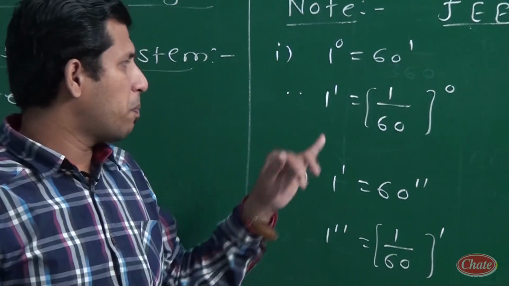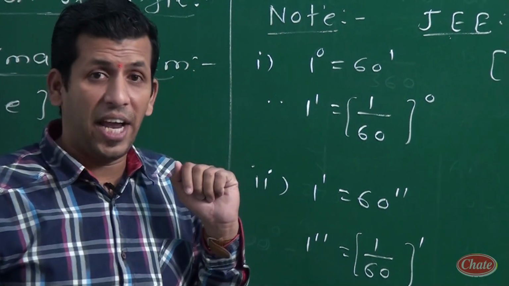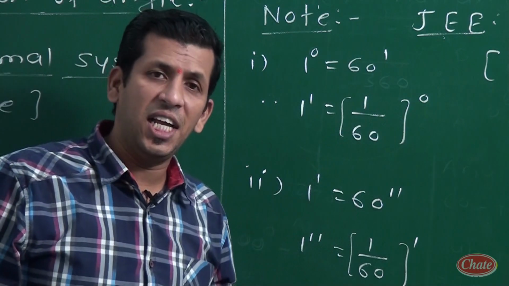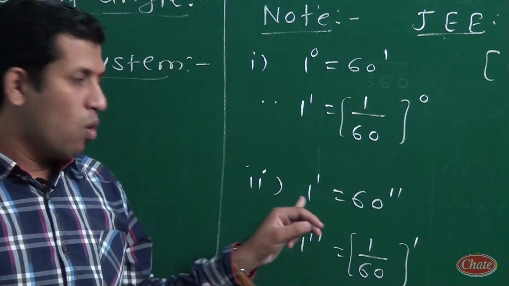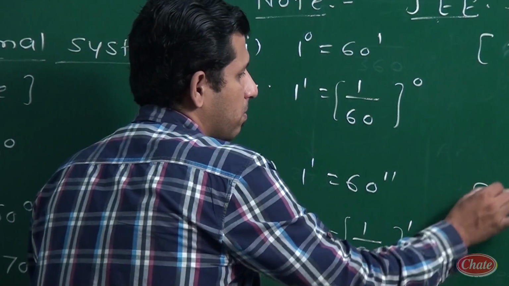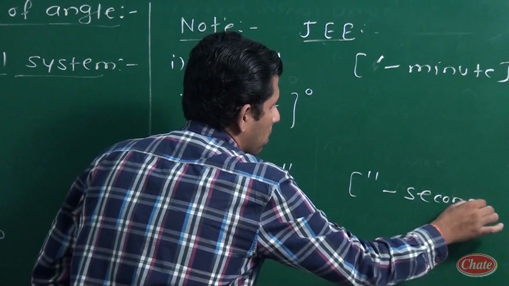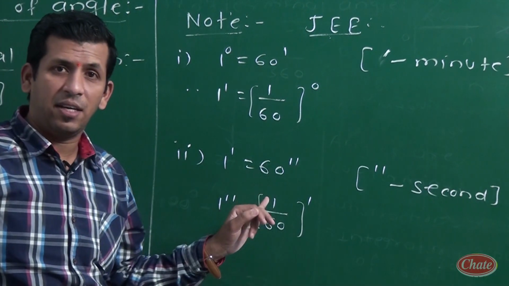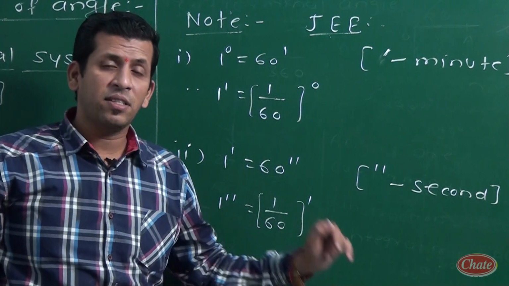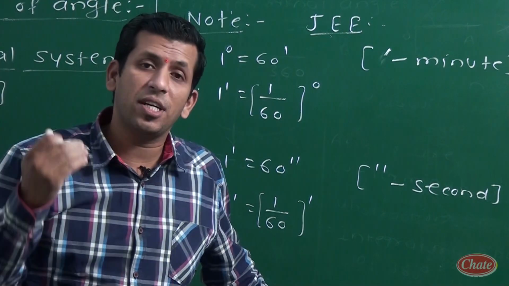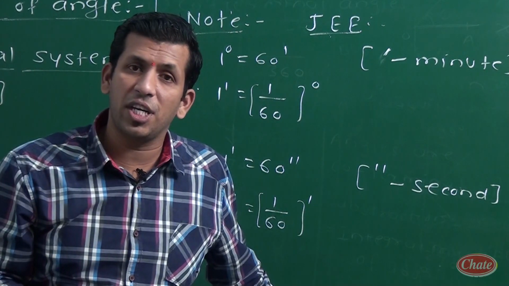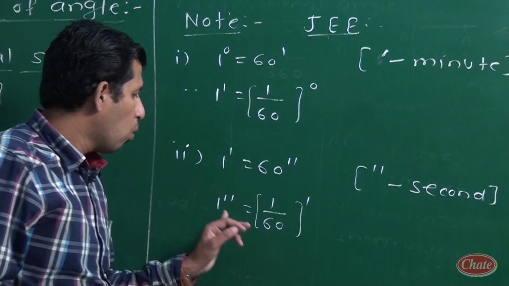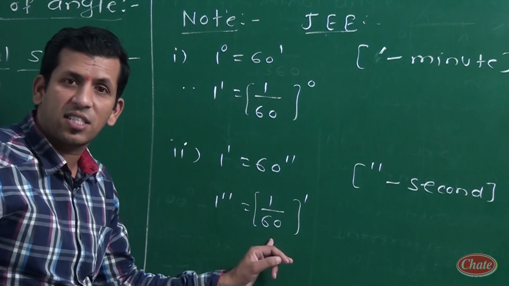Now suppose I want to write 1 minute is equal to, then what will happen? This 60 will come here. So 1 minute is equal to 1 upon 60 degree. Second, this double dash is called second. 1 minute is equal to 60 second. So 2 minute is equal to 2 into 60 second, 3 minute is equal to 3 into 60 second, 4 minute is equal to 4 into 60 second, and so on. Now 1 second is equal to 1 upon 60 minute.